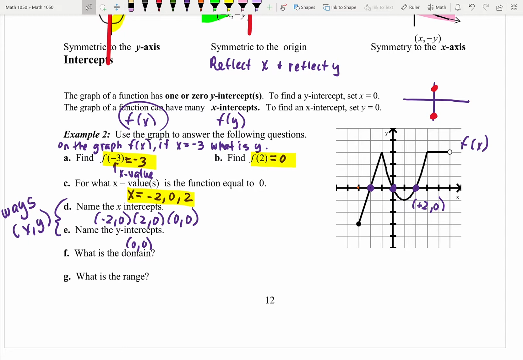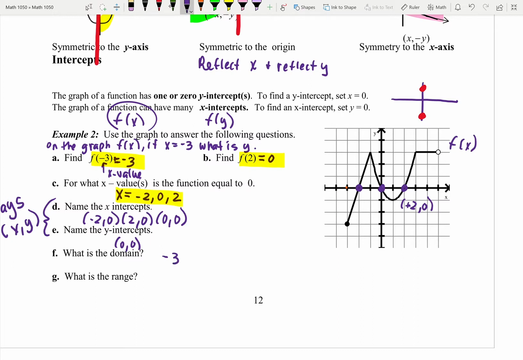Does it actually touch -3? Yes, it does. So how do I close that? With a bracket. If it didn't touch it, it would be a parenthesis.